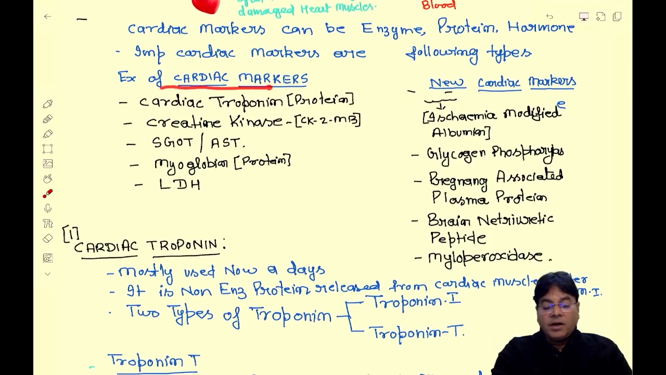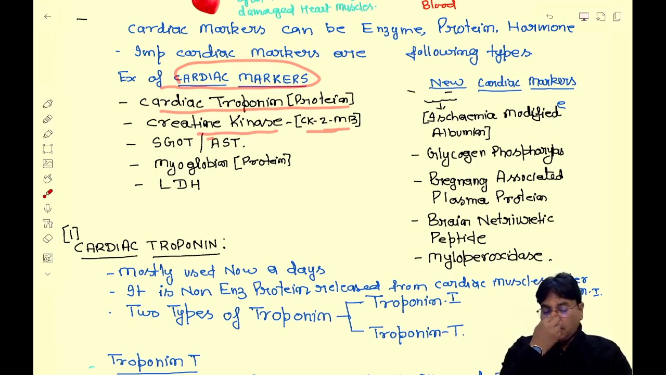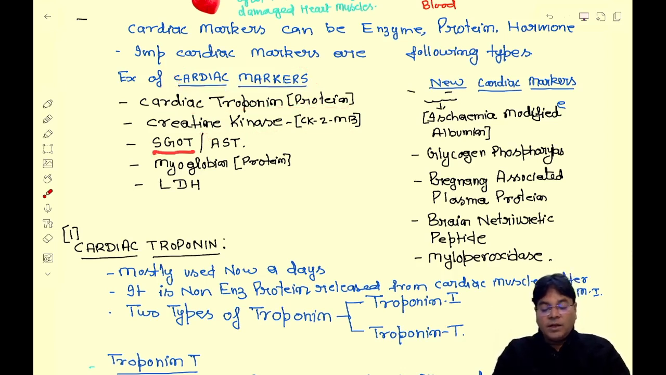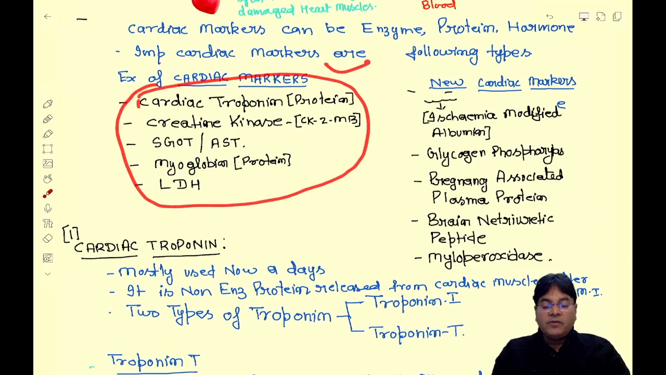Now, these are the important cardiac markers. That is cardiac troponin, which is a protein, not a hormone or an enzyme. Creatine kinase CK-MB, SGOT and AST. I will be discussing the full forms of all these enzymes and proteins when I individually discuss these concepts. Then another cardiac marker is myoglobin. Lactate dehydrogenase is an enzyme. Now, these are the common cardiac markers which are being utilized today for detecting myocardial infarction.